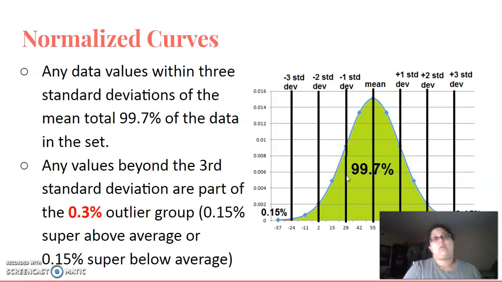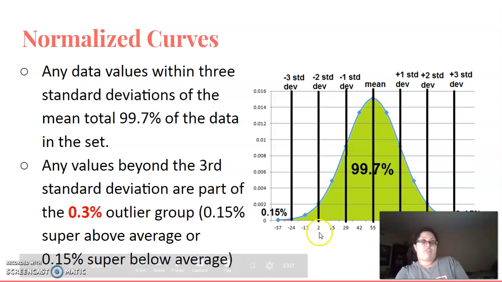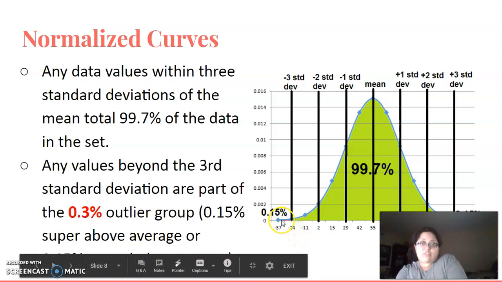Okay, so now let's take it where we're looking at three standard deviations. So the red parts right here are just the little itty bit that's not included on either side.